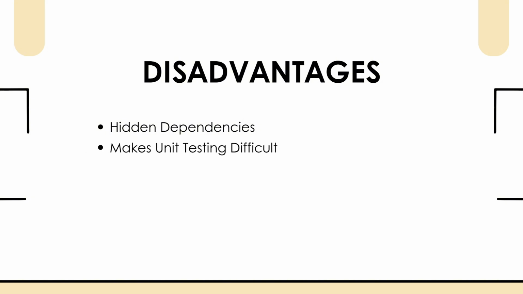The second one is that it makes it difficult for you to unit test. So your tests need to be in a particular order. Why? Because if one test changes something in the instance, the other test will have to be dependent on the change made by the previous test. So you need to be careful while testing your application when using the Singleton design pattern.